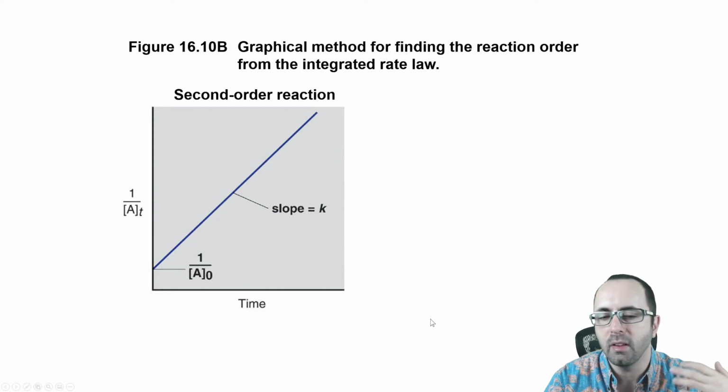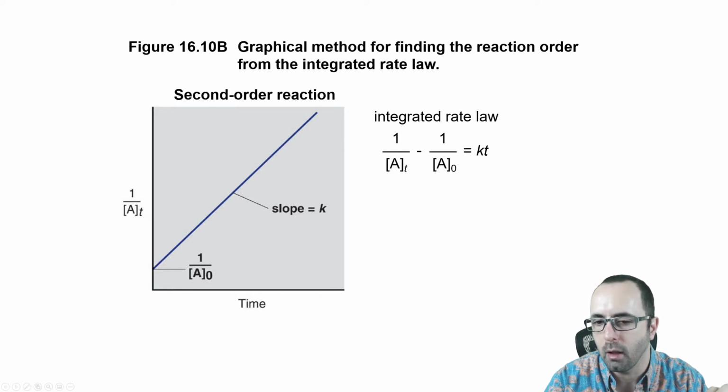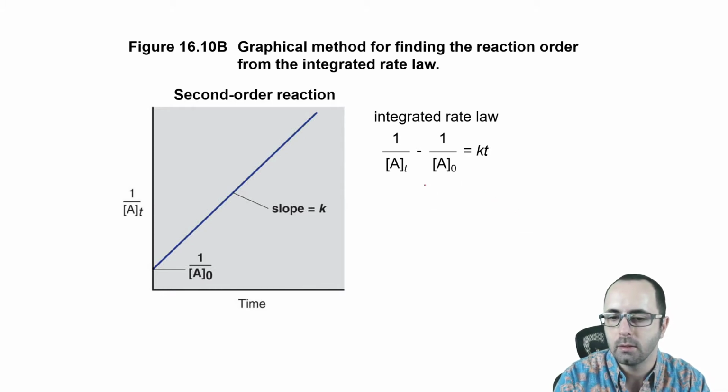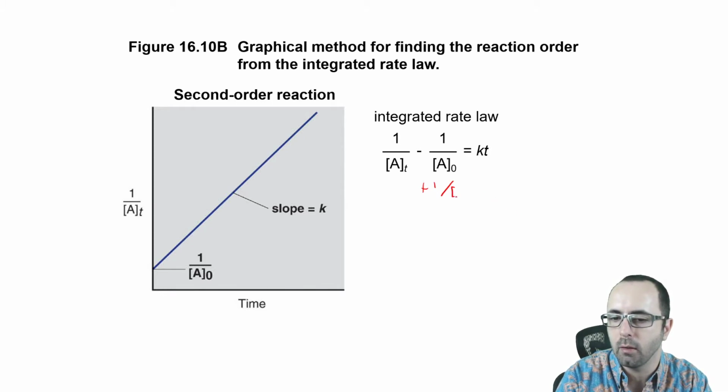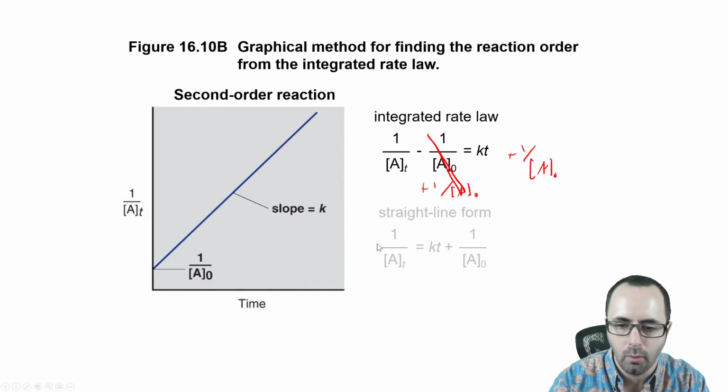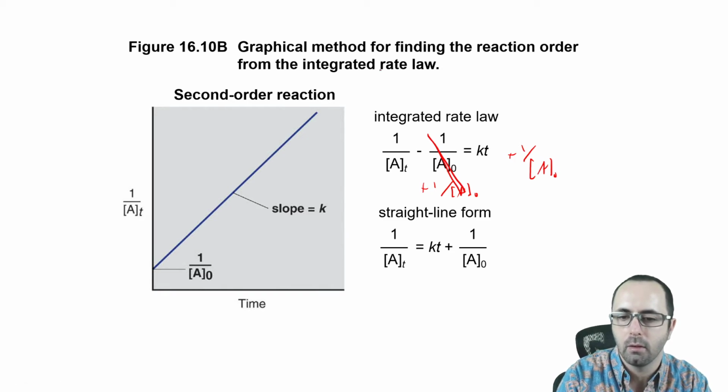Likewise, we can figure out if it's a second order rate law. Looking at the second order integrated rate law, if we add 1 over a0 to both sides, plus 1 over the initial concentration, then these will cancel, and on the left we'll get just 1 over at here.